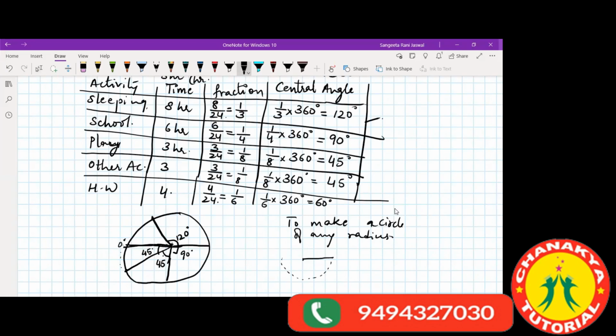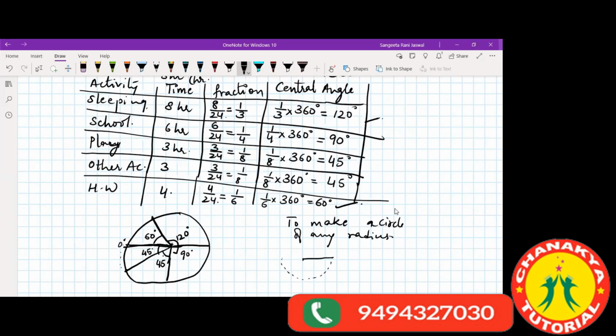Now this leftover part, the part which is left, will automatically be 60 degrees only, right? You get it? Because when you add all these degrees it will be 360 degrees. So this last part will automatically be 60 degrees. So this is how we make the pie graph. Okay?